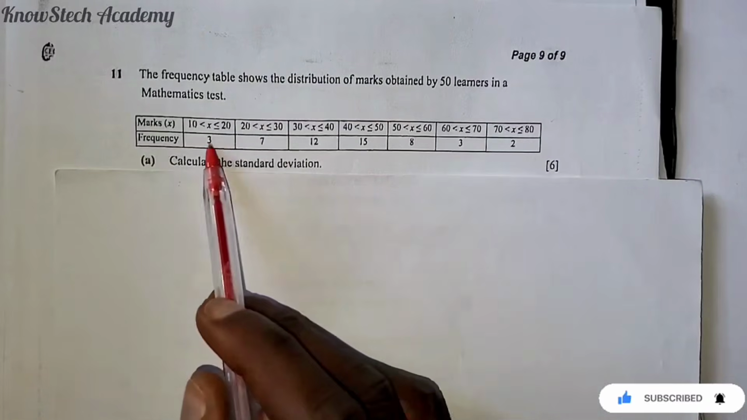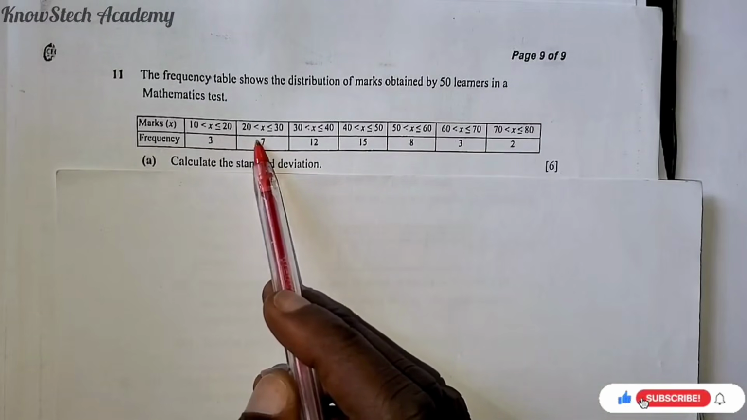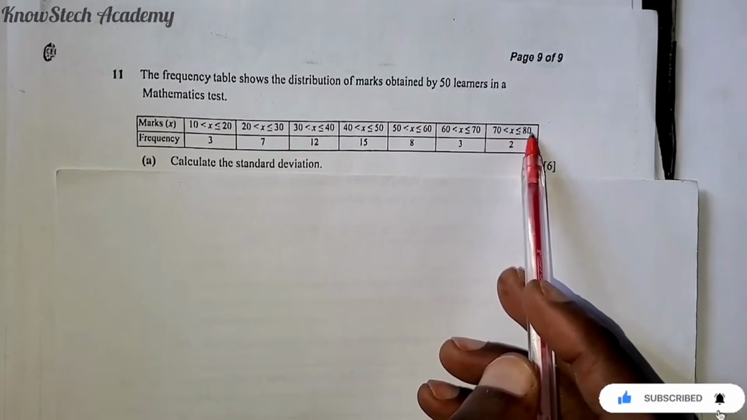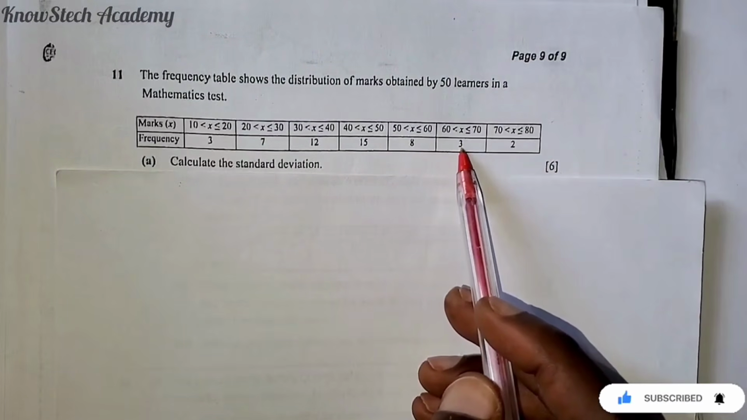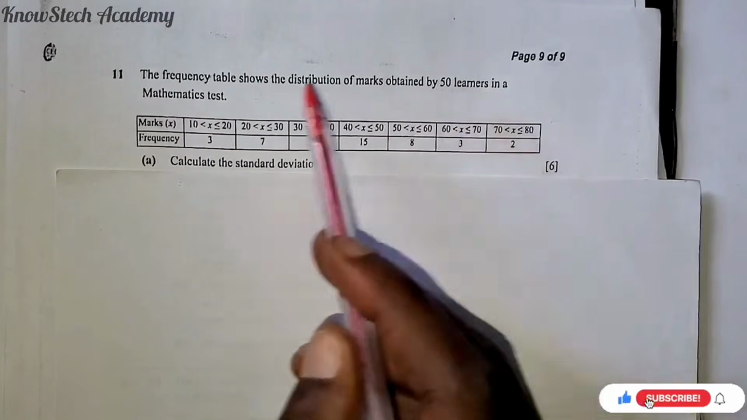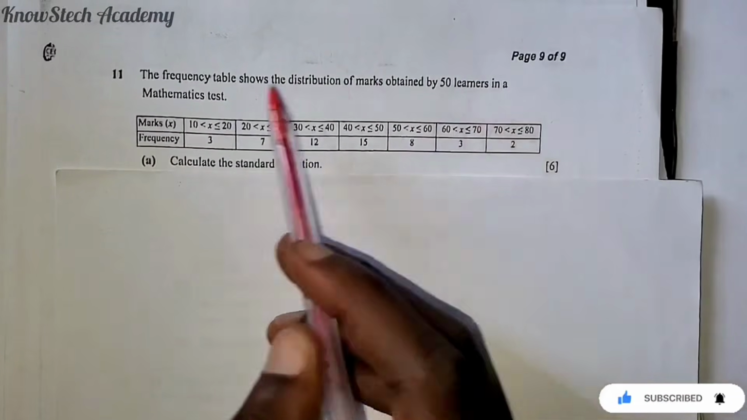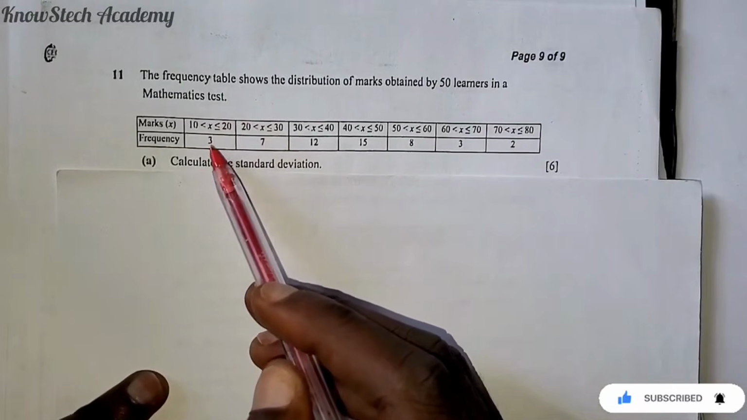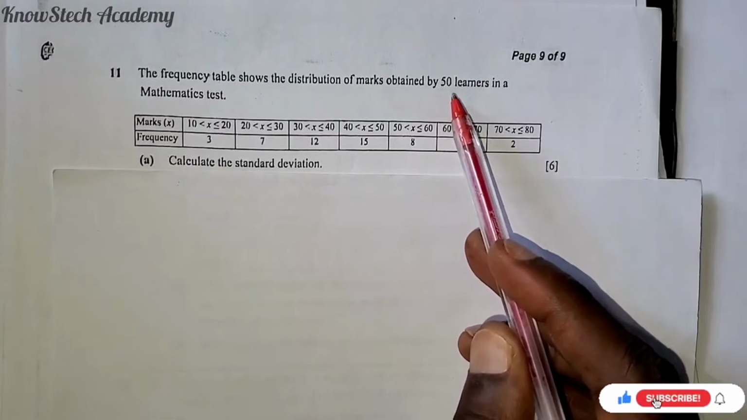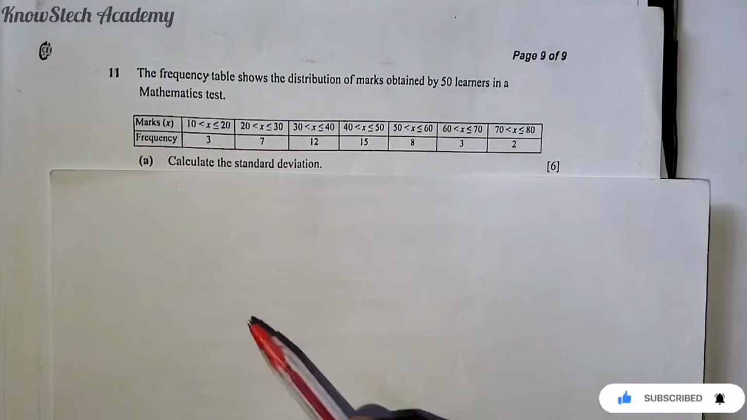When you look at the type of data here, this is grouped data. There is a range from 10 to 20, 20 to 30, up to 70 to 80. We are given the total frequency, or total learners, as 50. The frequency table shows the distribution of marks obtained by 50 learners in a mathematics test. When you add the frequencies, 3 plus 7 plus 12, 15, 8, 3, and 2, it should be equal to 50.